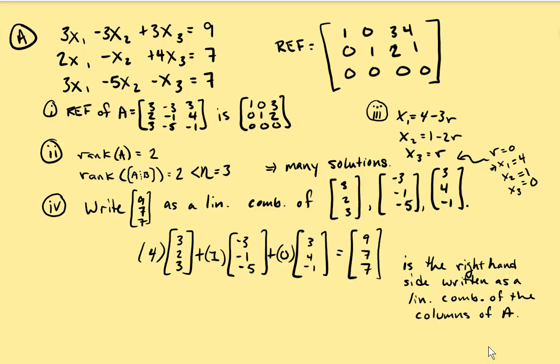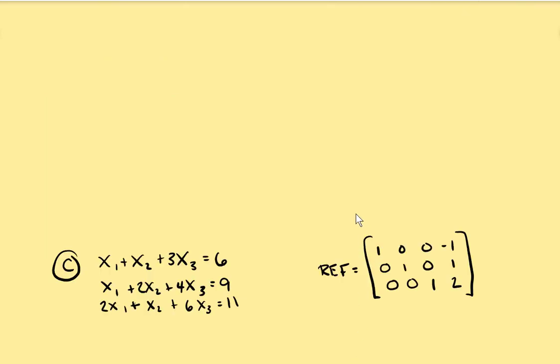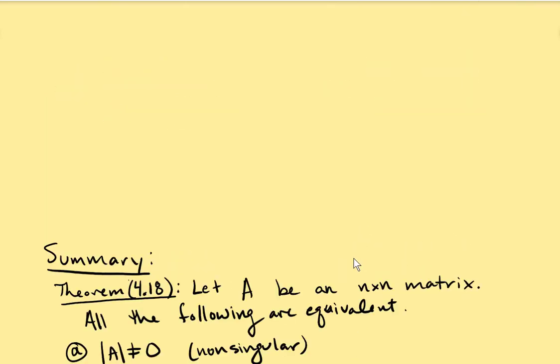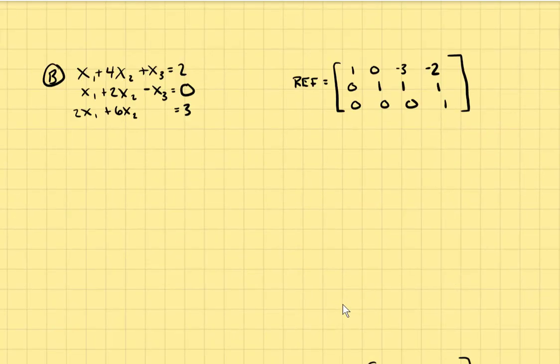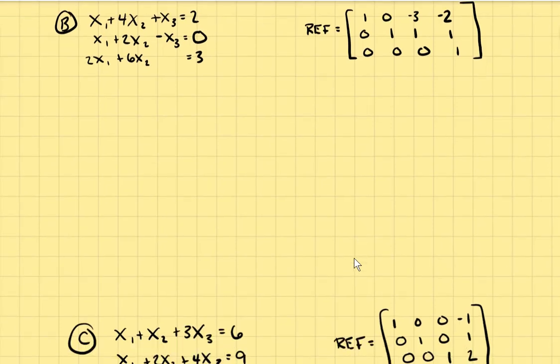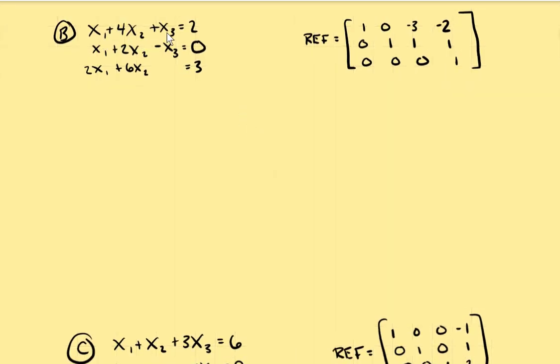I have a couple more prepared here. Let's see if I can bring those up. Let's do this one real quick here. We got another system, x1 plus 4x2 plus x3 equals 2, and so on. If you take the augmented matrix for this system and take it to reduced echelon form, you get this matrix over here. And let's run through these steps real quick.